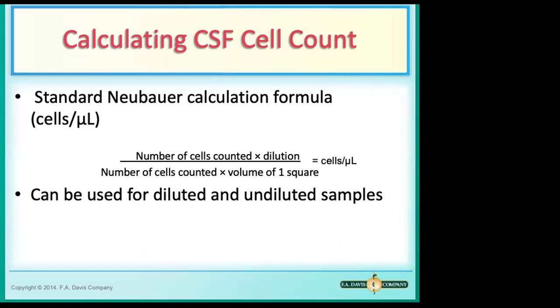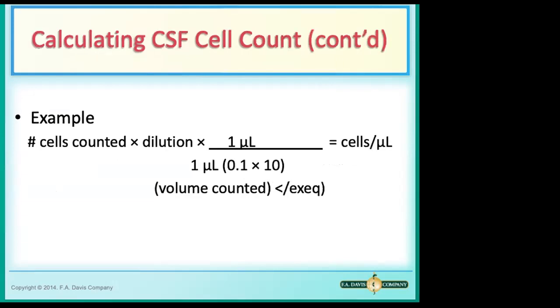So we have to put that into consideration into this specific formula. Basically, what we want to do is use this calculation to convert the number of cells counted in a specific amount of fluid to the number of cells that would be present in 1 microliter of fluid. And again, we can do these in diluted or undiluted numbers. If you're going to use a dilution, you have to be sure that you add the dilution into your calculation.